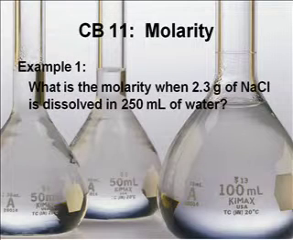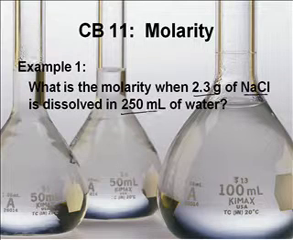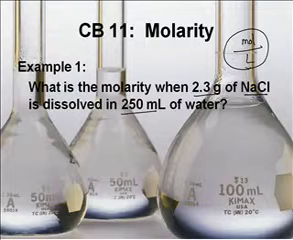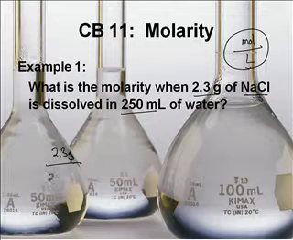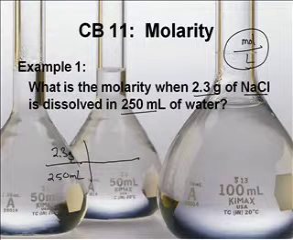All right. Let's do this example. What is the molarity when 2.3 grams of sodium chloride is dissolved in 250 milliliters of water? This is actually very simple. The units for molarity are moles over liters. So what you do is you say there is 2.3 grams in 250 milliliters of water. Now I've got grams on the top and milliliters, but I want moles per liter. So I want to go from grams to moles.